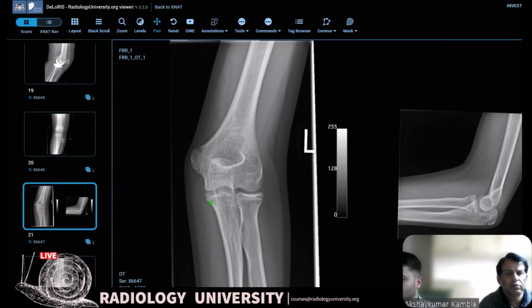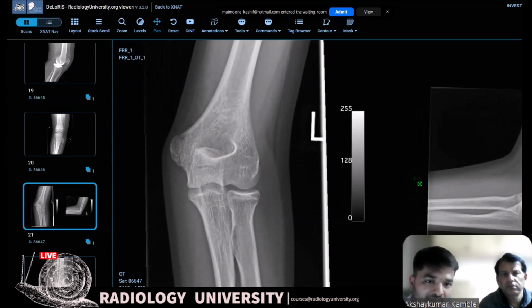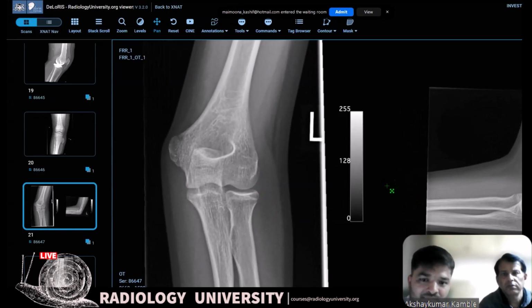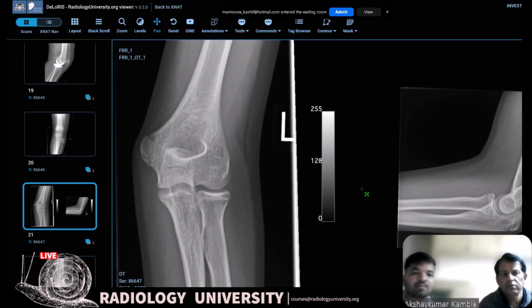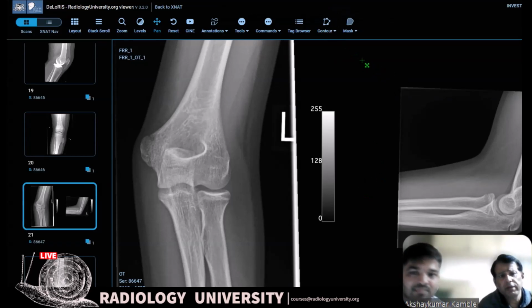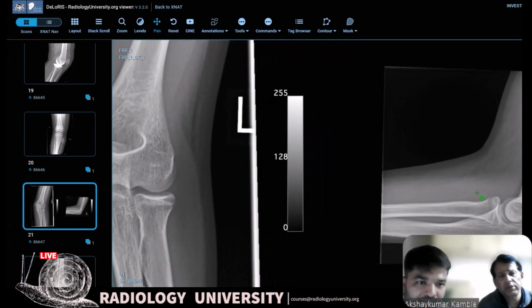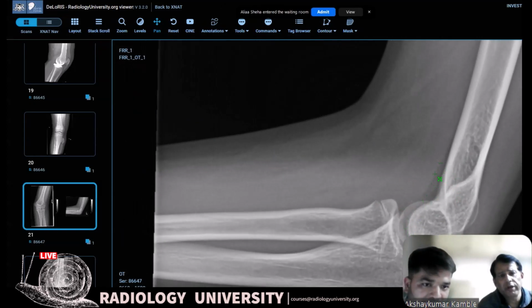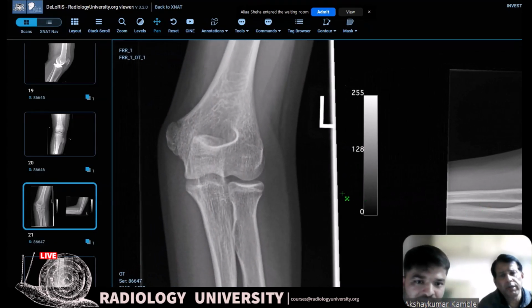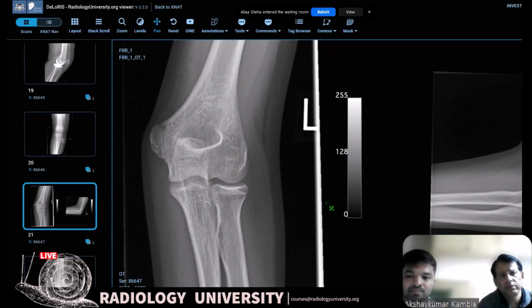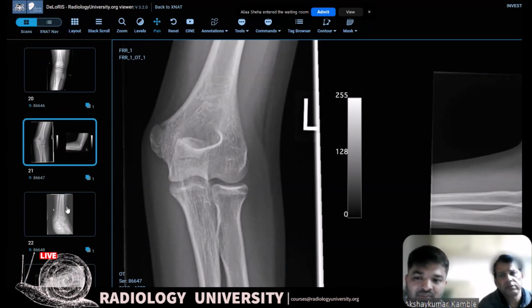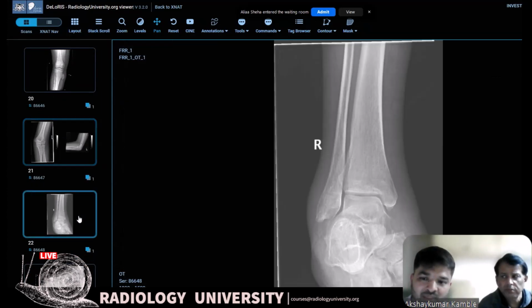Okay. So we'll move on to number 21. What do you guys think? Yeah, so this is all your review signs, no fat pad, nothing, no fracture, still some sclerosis and the epiphysis yet to fuse, so it's normal. Does anyone have any question why this is not normal? Okay, we'll move on to the next one then.